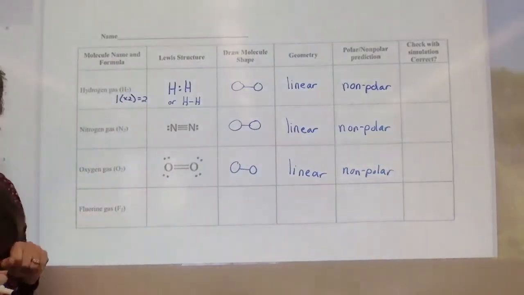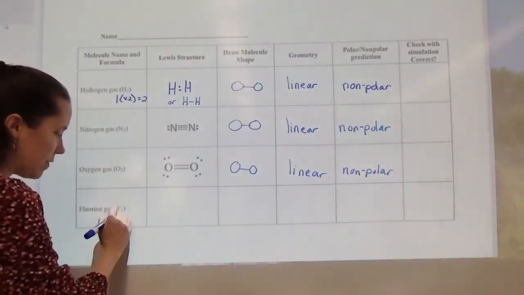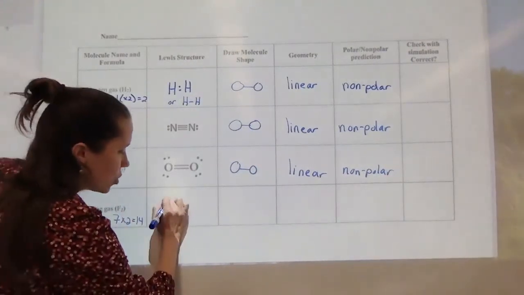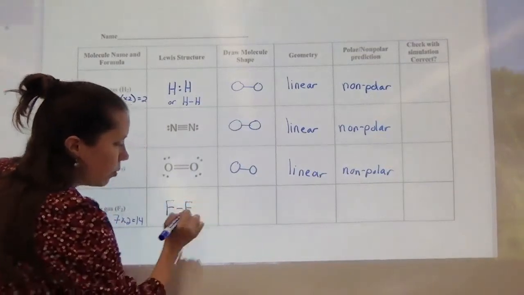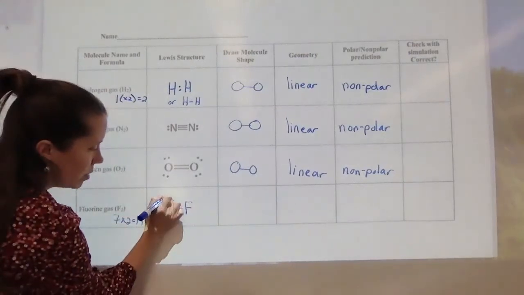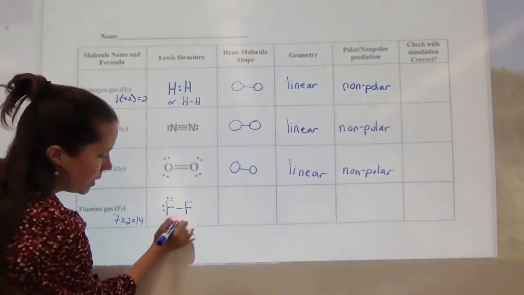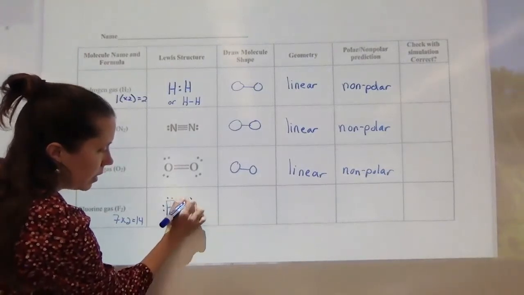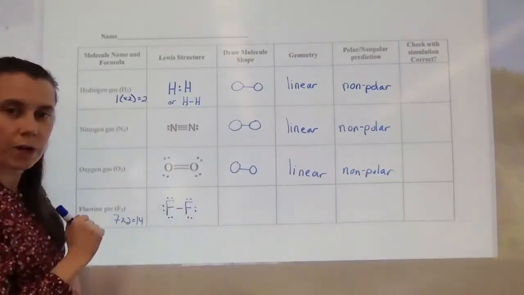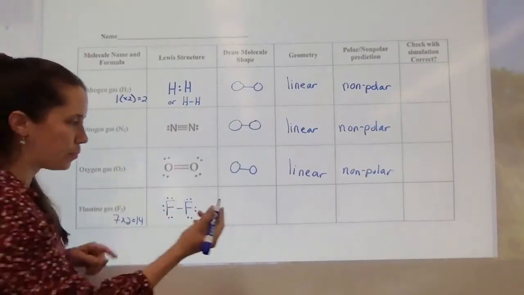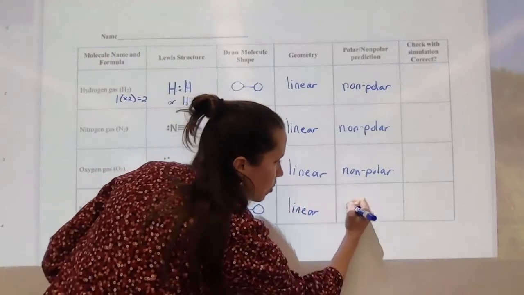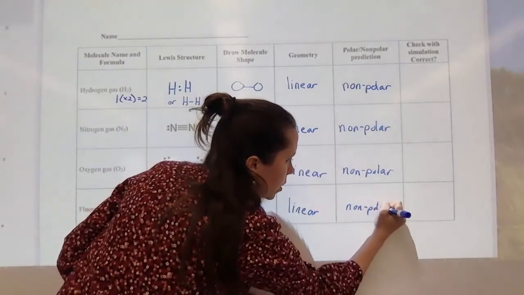Okay, and then the last one we have is fluorine gas, F2. So each F is 7. So altogether we'll have 14 electrons. I told you we're only drawing ones with single bonds. So that represents 2. Now we have 12 more electrons to put in. So 1, 2, 3, 4, 5, 6, 7, 8, 9, 10, 11, 12. Okay, so we have all 14 electrons that it came with, and both of the fluorines have 8 electrons. It's again going to be linear, and because they're both fluorine, it will be nonpolar.